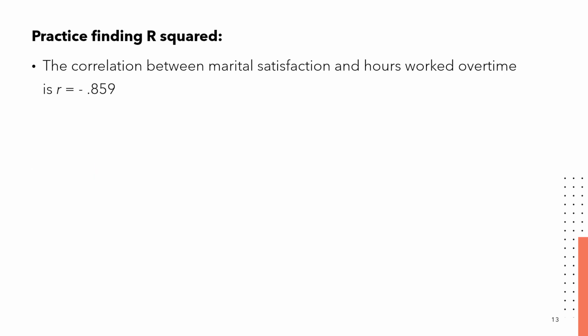Here's an example for you to try on your own. In part 1 of the lecture, we found that the correlation between marital satisfaction and hours worked overtime is negative 0.859. What is the R squared value and the interpretation of this number? The answer will be shown in 5 seconds.